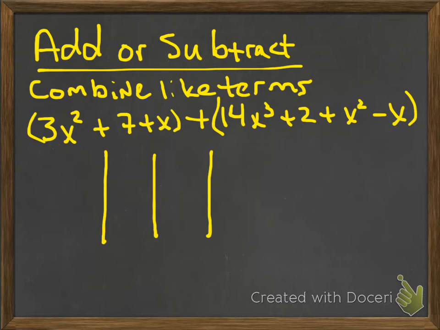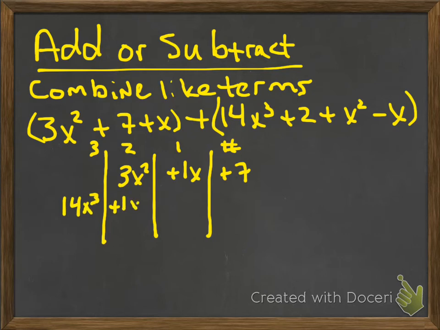What's the highest exponent you see in either polynomial? 3. Okay, so what I usually like to do is say there's a 3, a 2, a 1, and a number. Like x cubed, x squared, x's, and numbers by themselves. So in the first one, 3x squared would go in that second column. The 1x would go in the third column, and then plus 7 in the last column. Put them in order. Then the next polynomial, I'll have the 14x cubed plus 1x squared minus 1x. Notice I'm also putting the coefficients for the ones that are missing coefficients, plus 2.